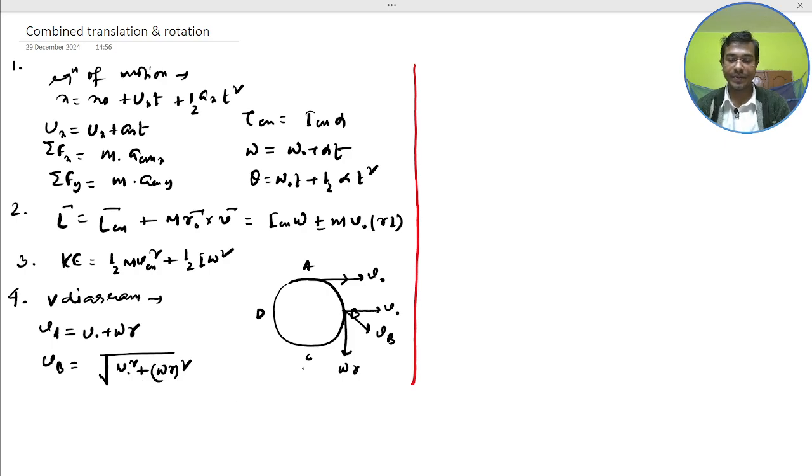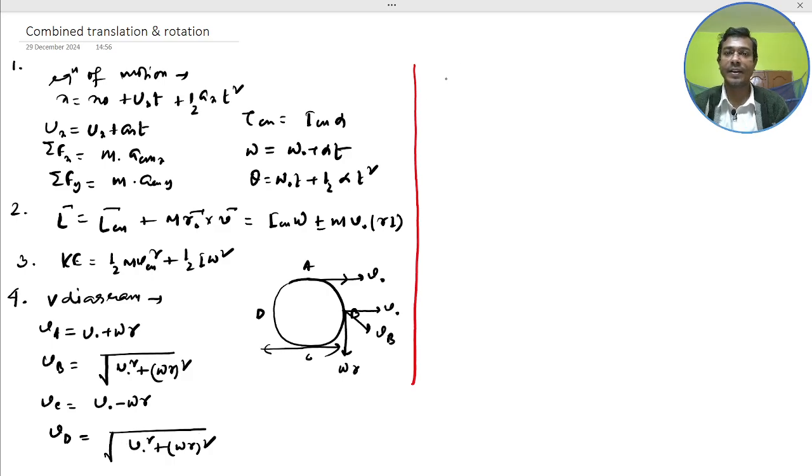Next, at point C, here this is V naught, this is omega r, so VC would become V naught minus omega r. And at point D, VD, as usual like VB, is the square root of V naught square plus omega r whole square. This is the V diagram. And next one, the A diagram.